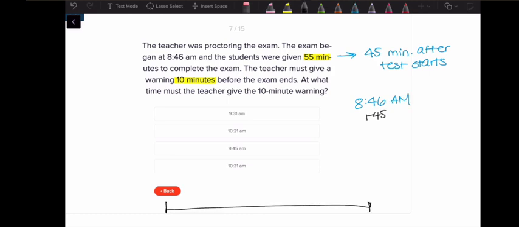Now, why can't I just add 45 here? Because if you add this and you get 1, carry the 1, that's going to be, let's see, 8 plus 1 is 9. There's no such thing as 8:91 a.m. because time doesn't work that way. So I think it's helpful to just draw your timeline.